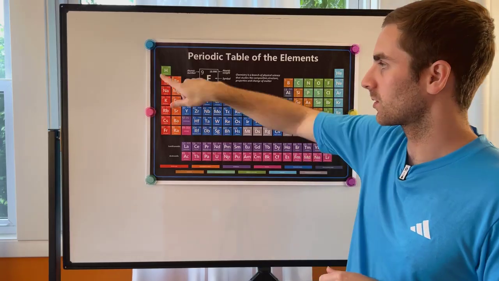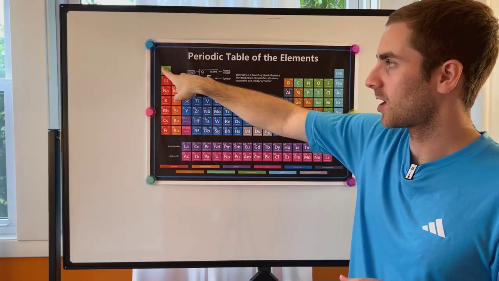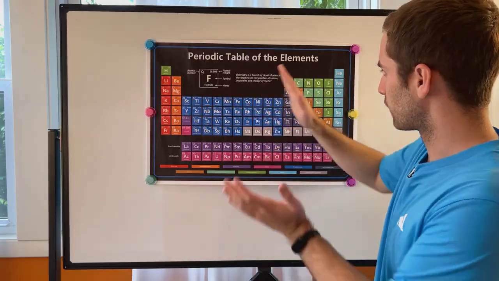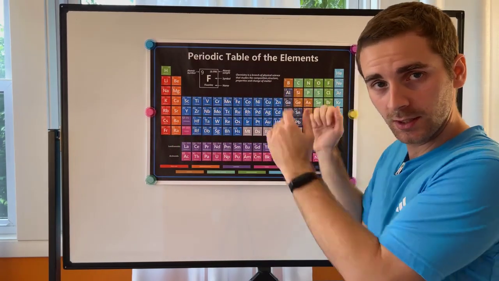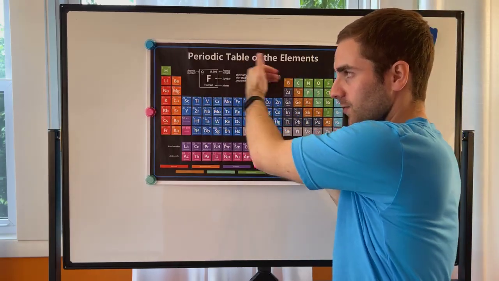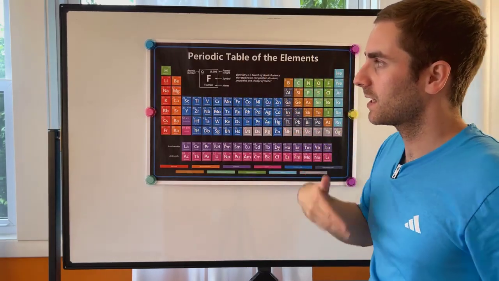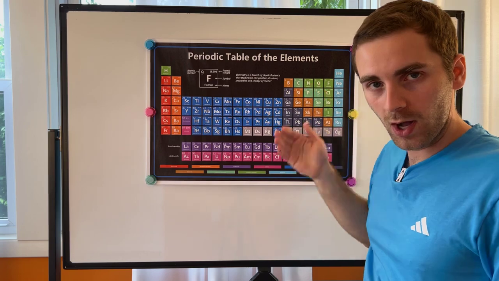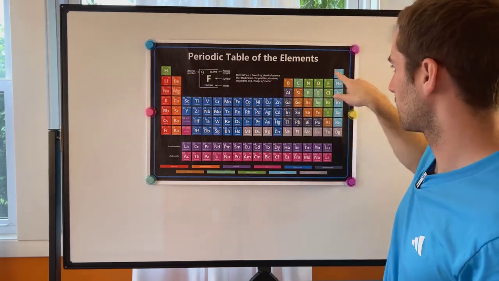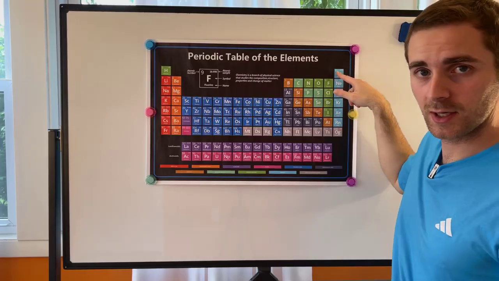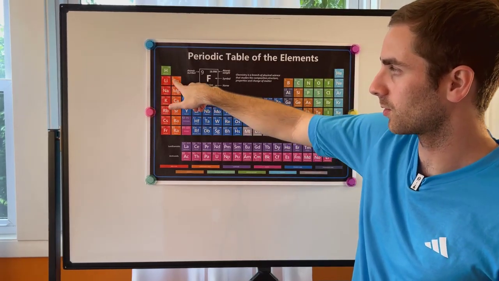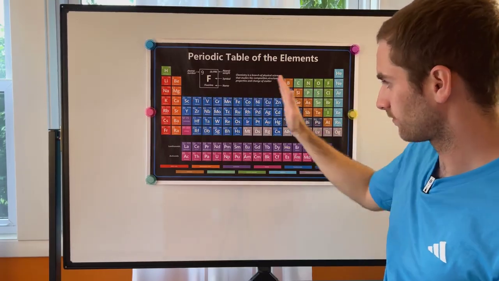Okay? If we start at the top left with hydrogen, its atomic number is 1. Then if we read the periodic table like a book, going from left to right, and when we get to the end, going down to the next row and going left to right again, we naturally go up by 1 in atomic number each time. So hydrogen is 1, our next element, helium, has an atomic number of 2, and then down to the next row, lithium 3, beryllium 4, and so on.